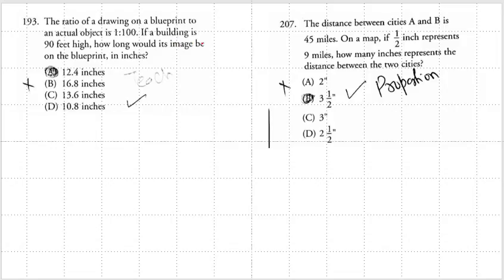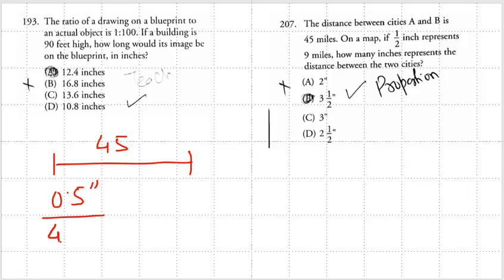Let's do this problem on the right. The distance between city A and B is 45 miles. On a map, 0.5 inch is equal to 9 miles. They're asking how many inches represent the distance between two cities when they are 45 miles apart.